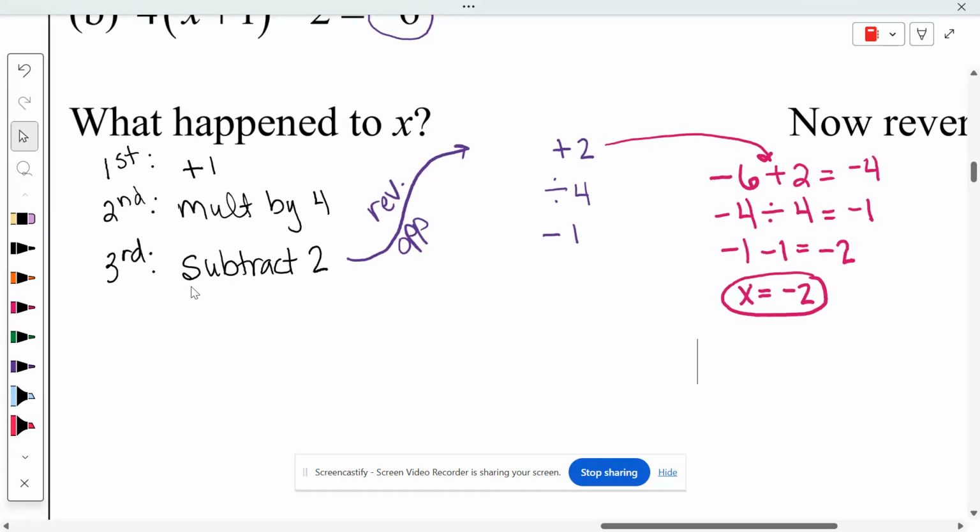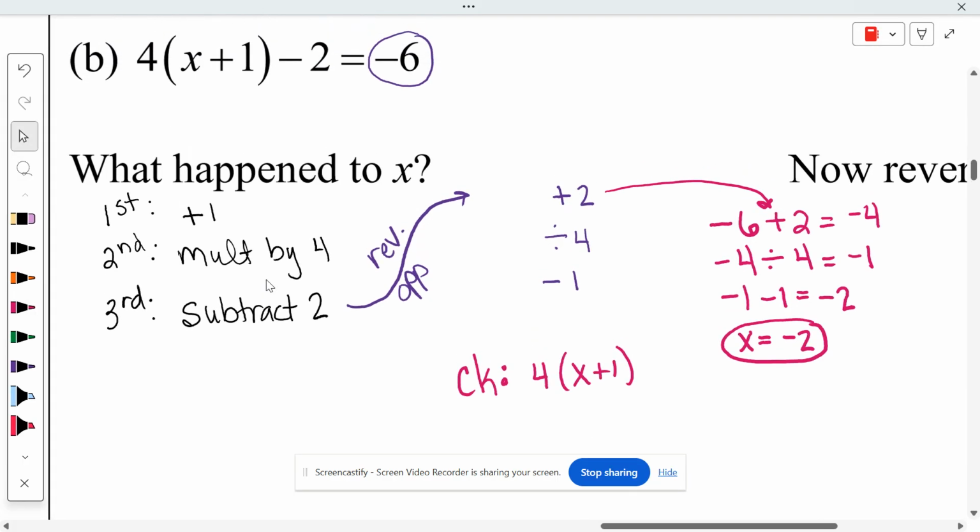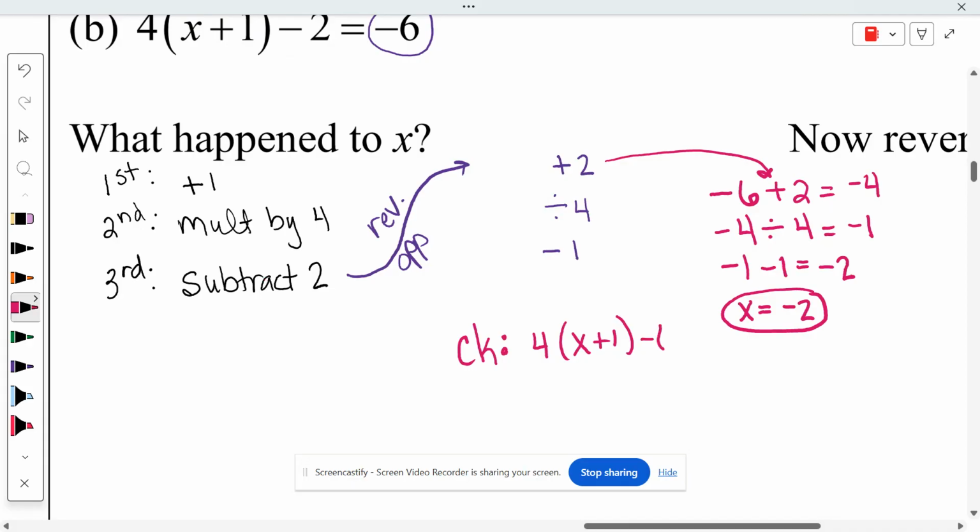I'm going to check that right here. So we start with our original equation, 4 times the quantity of x plus 1 minus 2. Oops, I put minus 6, I'm sorry.